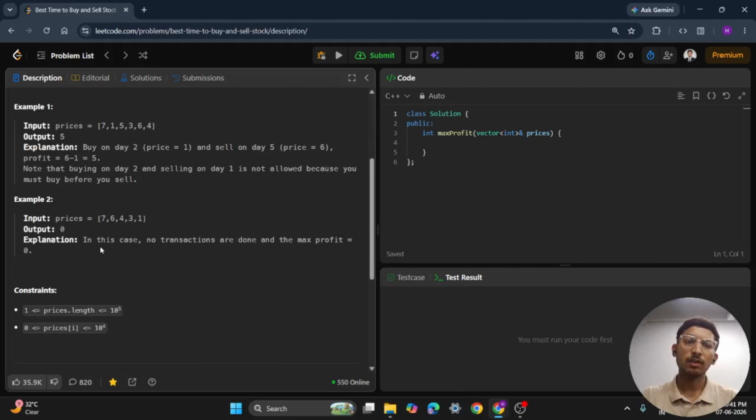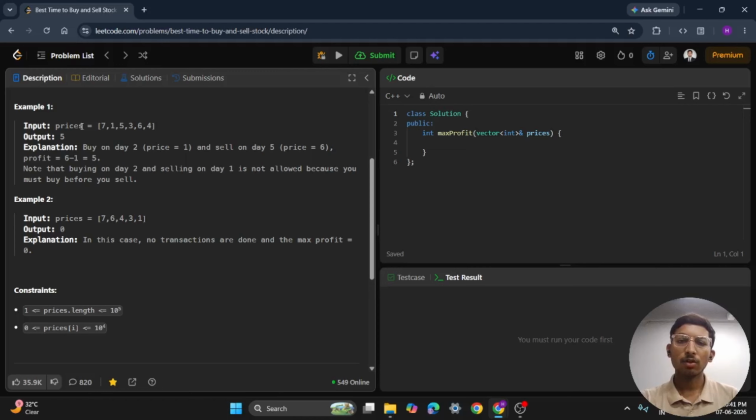Let's look at an example. Example 1. So here the prices array is 7 1 5 3 6 4. If we buy at a price 1 and sell it at a price 6, the profit would be 6 minus 1, which would be 5. And this is the maximum profit possible. So the answer is 5.